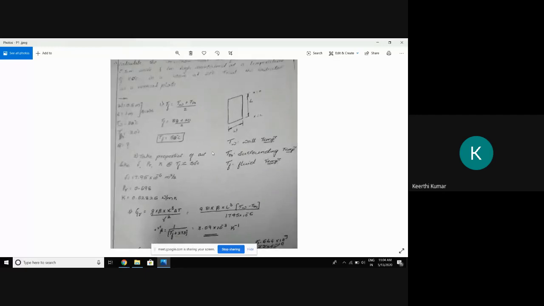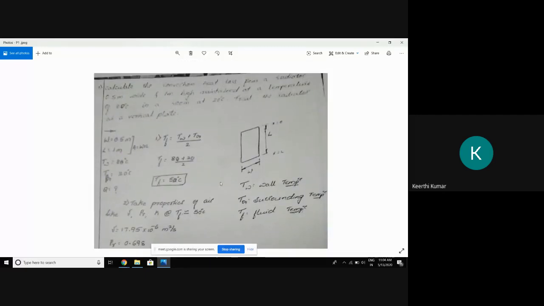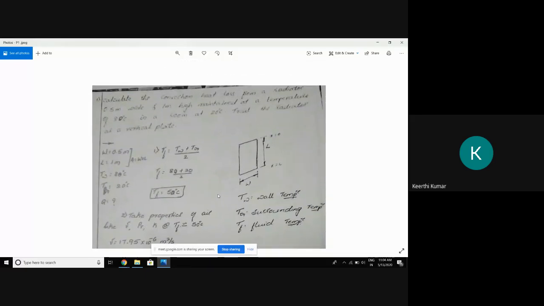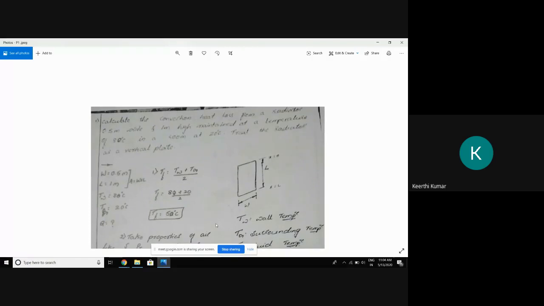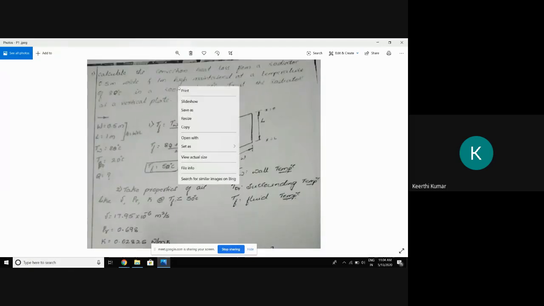So today we'll solve this problem. What is the problem given? Calculate the convective heat loss. That is, he is asking you to find out the Q from a radiator of 0.5 mm wide and 1 meter height. That means there is a radiator having a dimension of 0.5 mm wide and 1 meter height.